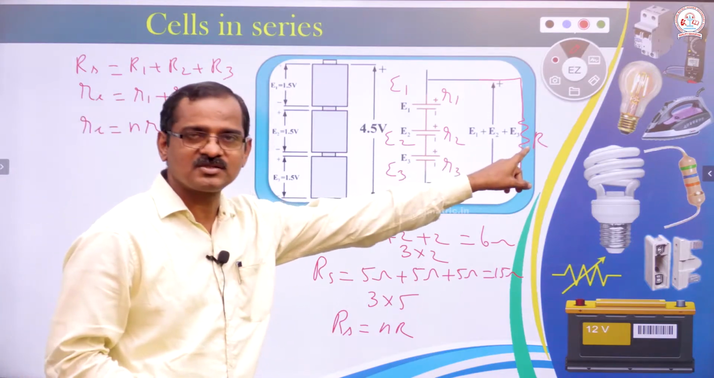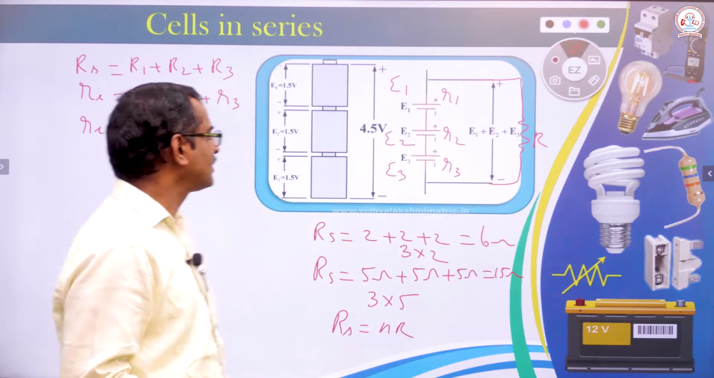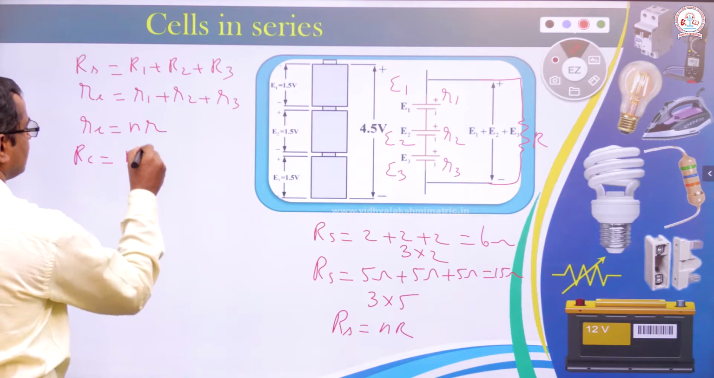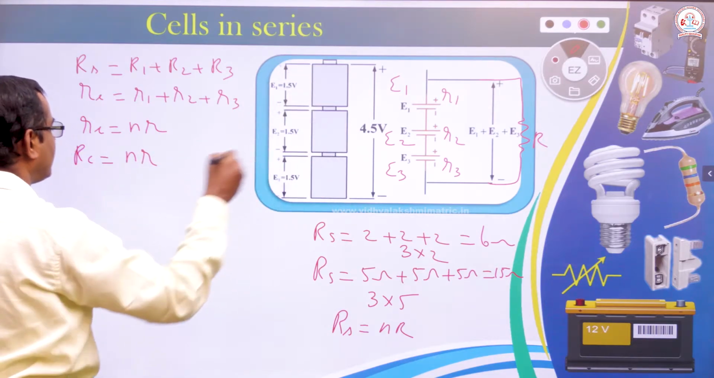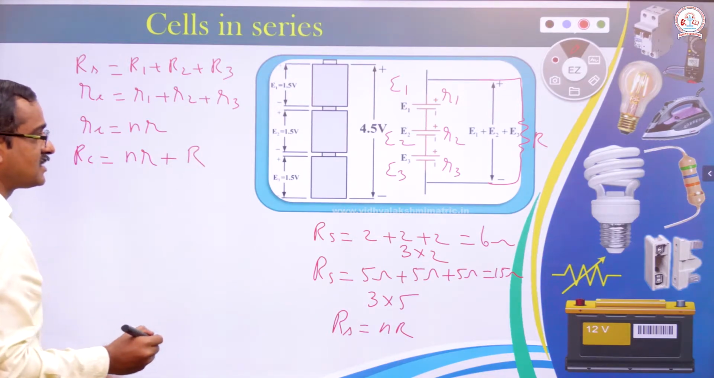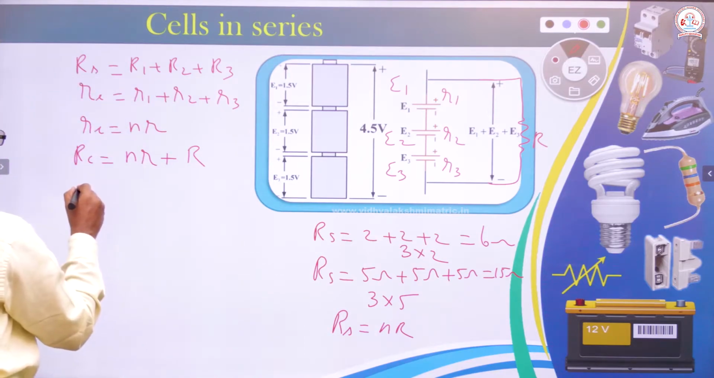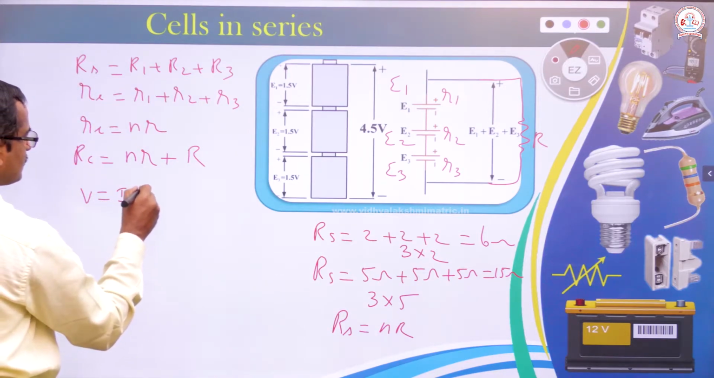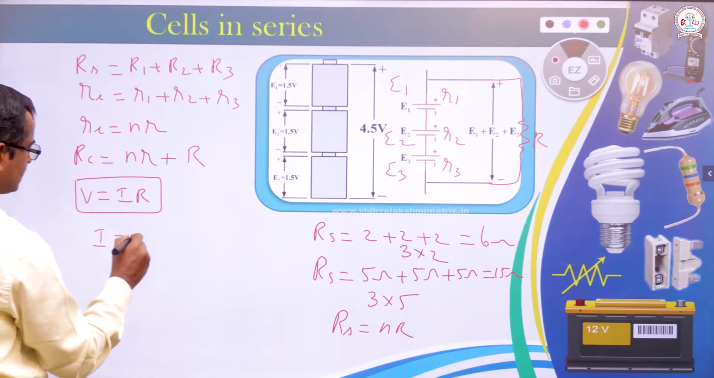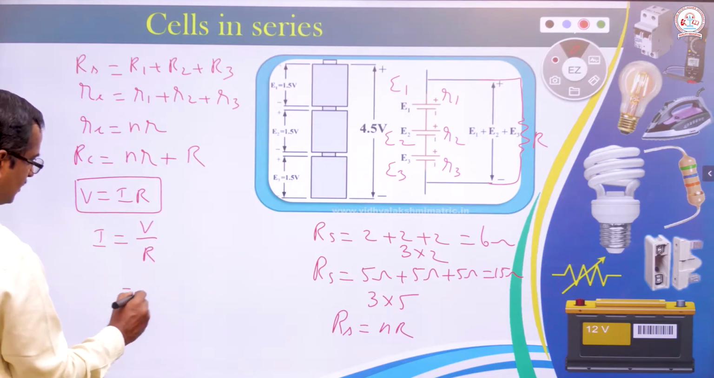There is an external resistor R connected there, which is also in series. So the overall resistance in the circuit is equal to the resistance offered by the battery cells plus the external resistance of the circuit, because it is connected in series. Now we apply Ohm's law: V is equal to I into R. Then the current in the circuit, I, is equal to V divided by R, that is equal to epsilon.